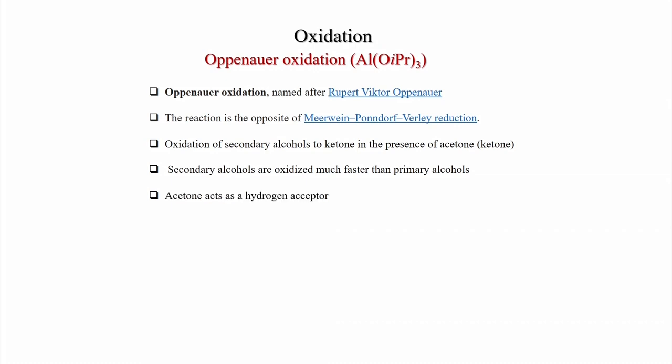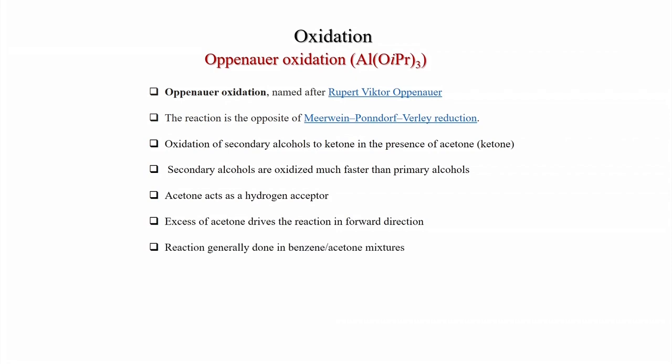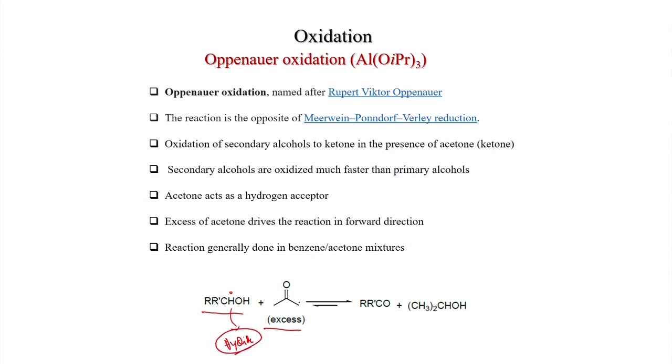Acetone acts as a hydrogen acceptor and an excess of acetone drives the reaction in the forward direction. The reaction is generally done in a benzene-acetone mixture. And this is the reaction, the secondary alcohol and acetone. Acetone is the hydride acceptor actually, and we will see in the mechanism that this hydrogen is actually going as a hydride. So, this is special in Oppenauer oxidation. The hydride goes to the acetone and acetone becomes alcohol, and this alcohol becomes ketone.